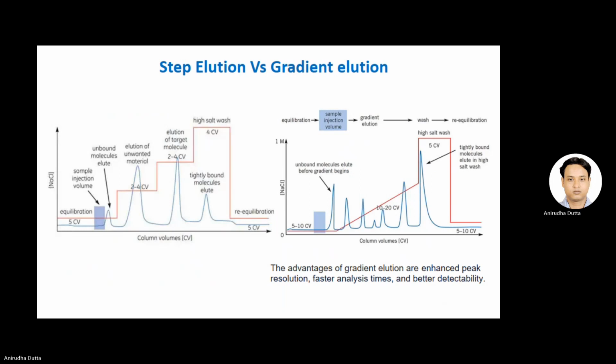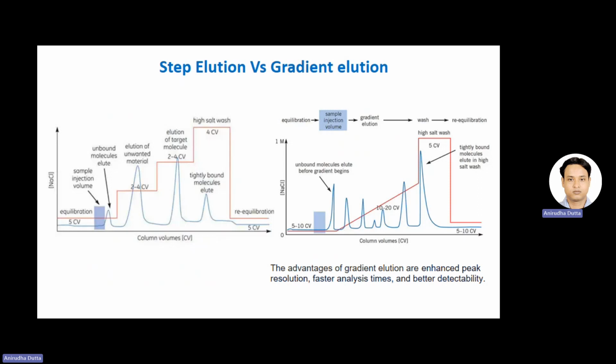Still, if we are using imidazole concentration for elution, we can have two different ways to elute our protein. One is we can use a step gradient, where in different steps we increase the concentration of the imidazole, like 100 millimolar, then 200 millimolar, then 300 millimolar, step by step. So it's called the step elution method.